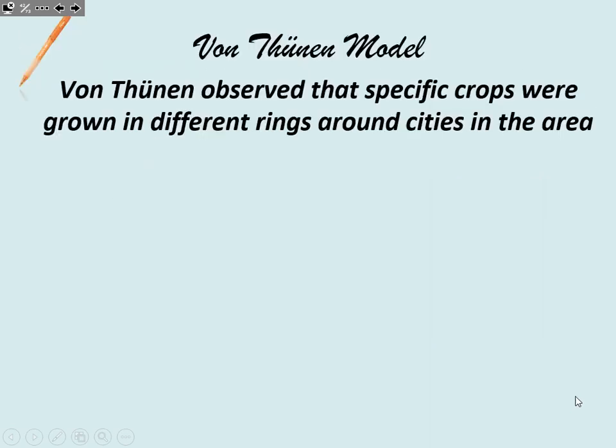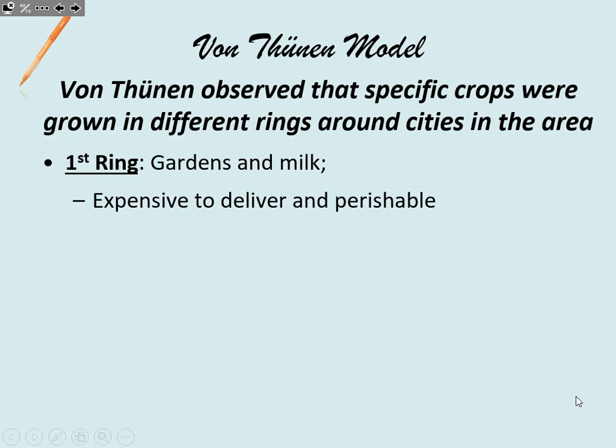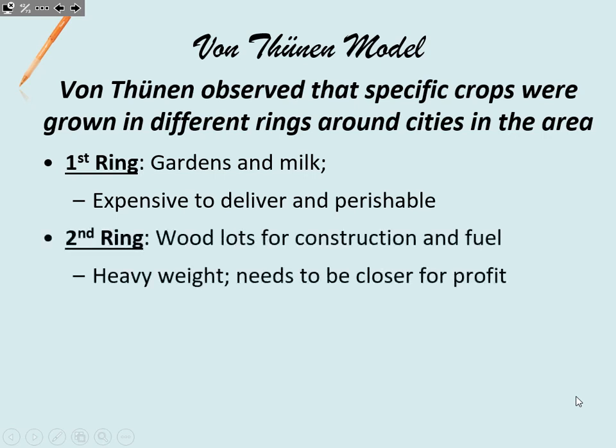Von Thunen then says, here we go. In the first ring, I'm noticing it's mostly gardens and milk. Why? Because they're expensive to deliver and they're highly perishable. We know about the perishability of things in gardens and milk. They print that date on the side just so you know after this day, it is done. Think about the perishability of milk going back to 1826.